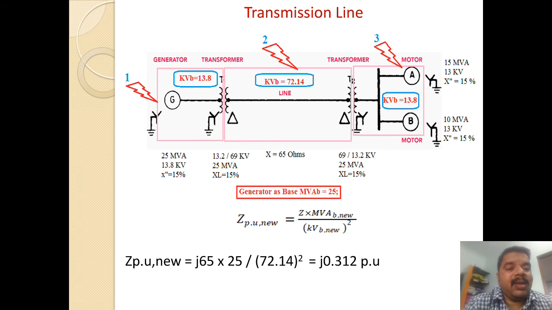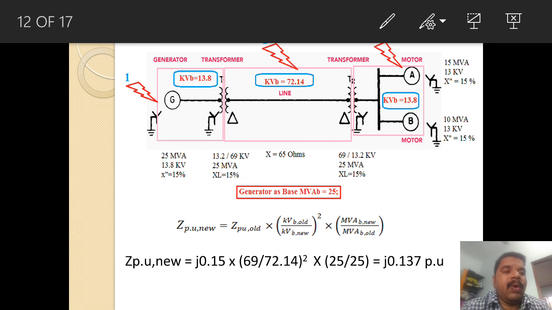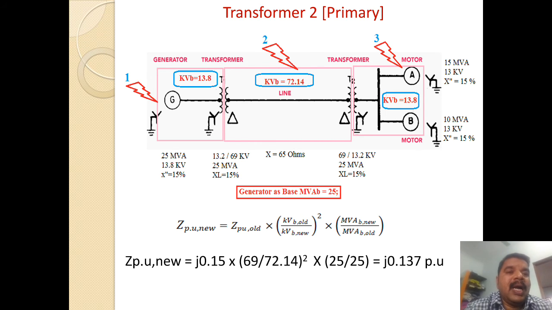Keep in mind whether the reactance is given in per unit value or in ohms, so you have to select carefully. The transmission line is over. Next, I am going to do transformer 2. Whether you find it for the primary or the secondary, if you choose the primary you have to consider section 2. If you consider the transformer T2 secondary, you have to consider section 3.